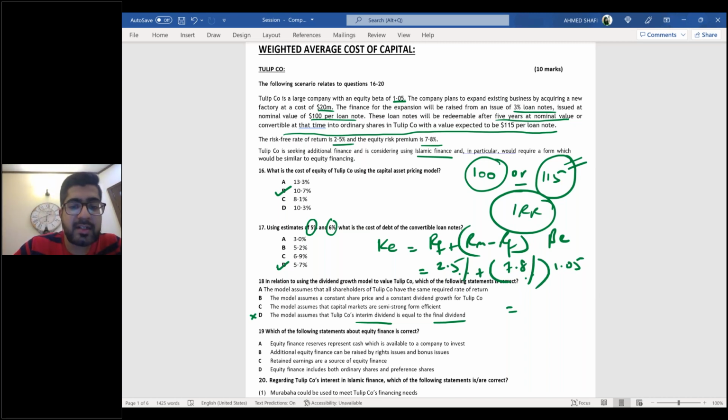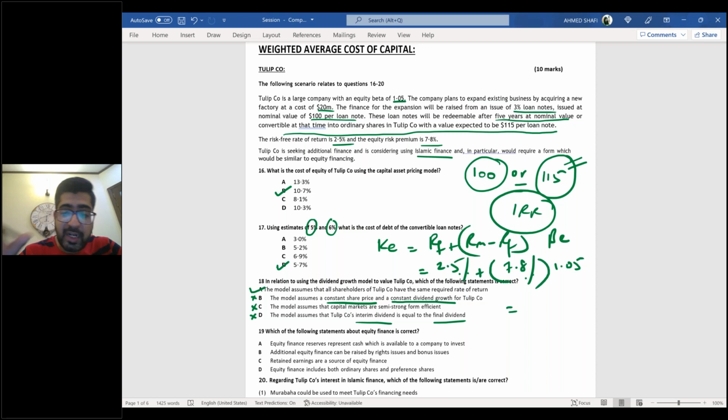The model assumes that markets are semi-strong form efficient. That's also clearly written in the text. The model assumes a constant share price and constant growth rate. If you look at the disadvantages of DVM, it's written that DVM assumes a constant dividend growth, but it does not assume a constant share price. So this statement is also wrong. So the correct answer has to be A. This was the strategy where I removed the obviously wrong ones: interim and final cannot be the same, efficiency is clearly mentioned in the text, and constant dividend growth is mentioned but not constant share price. So A is the answer.